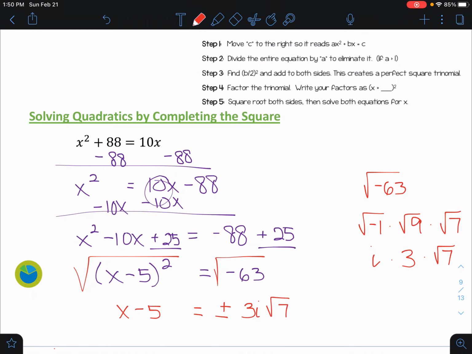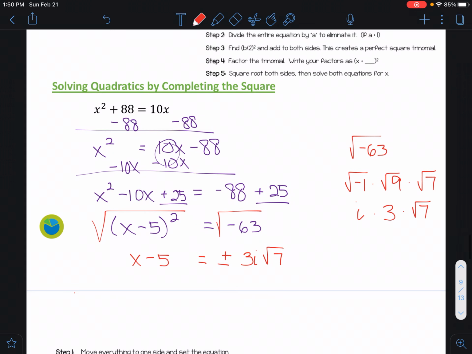And you can just do one more thing here. Add the 5 to both sides. I'm going to add 5 on that side too, right? So plus 5. So when you do this, you're going to write your answer as 5 plus or minus 3i root 7. And you can leave it like that. That means 5 plus 3i root 7 and 5 minus 3i root 7. Okay, so that's how you solve by using square roots and completing the square.